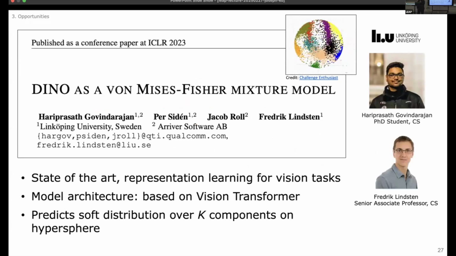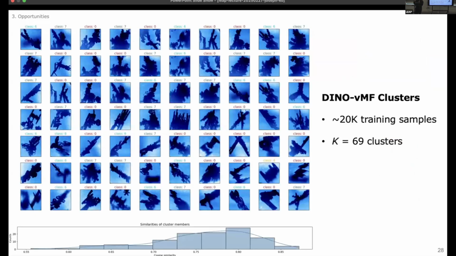This is a collaboration that we started with some computer science researchers at Linköping University in Sweden. Kara and I met them when we were over there in October for the ML and climate science visiting scholar period, and they saw some of our work and were interested in collaborating because they developed a self-supervised method called DINO-vMF. For more details, you can look at their ICLR paper. Essentially, it's a state-of-the-art representation learning model based on vision transformers, and they predict a soft distribution over k components on a hypersphere. So we thought, why don't we try this on the CPI data?